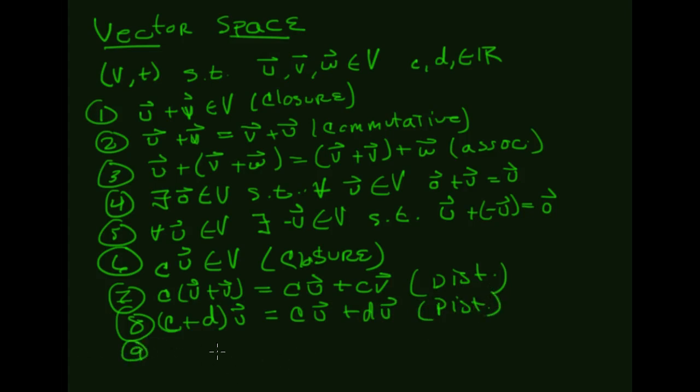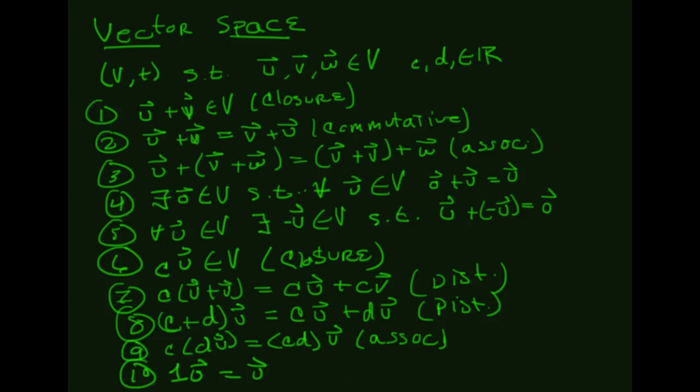Number 9, I get an association under scalar multiplication. So that's an associative property. And finally, number 10, there exists a 1. And 1 times a vector is that vector. So there is a scalar multiplicative identity. So this is a lot of properties that you would have to prove in order to prove that something is a vector space. Now, what is a common list of vector spaces?